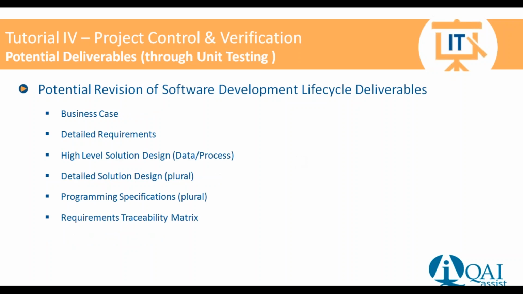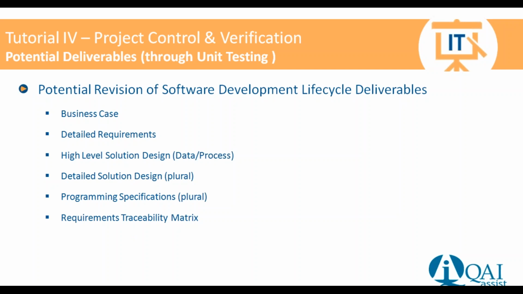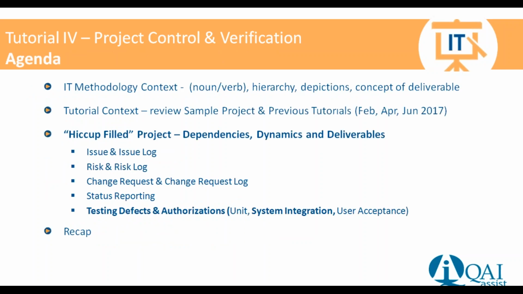Okay, so let's assume we've got the unit testing completed. These are the software testing deliverables that may have to be altered depending on our unit testing. It could be the high-level solution design, the detailed solution design deliverables, the programming specification, or the requirements traceability matrix. And these are the testing deliverables that may be addressed or changed based on the unit testing.